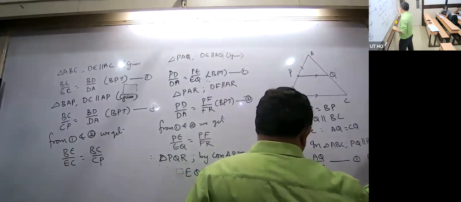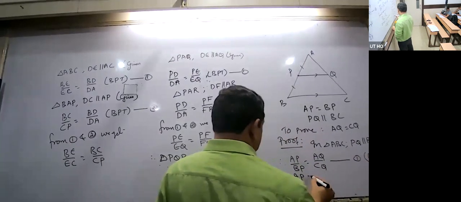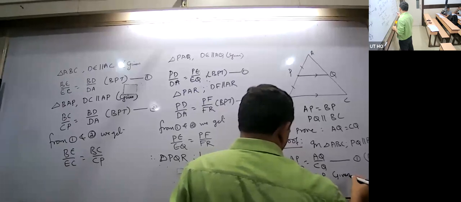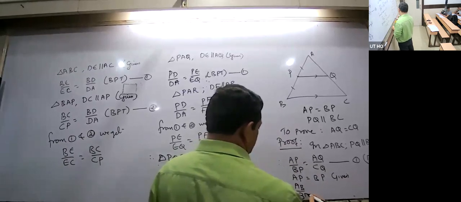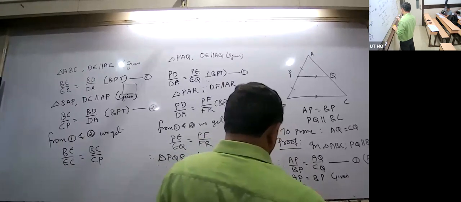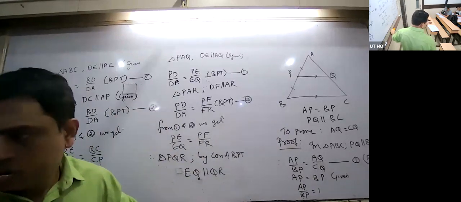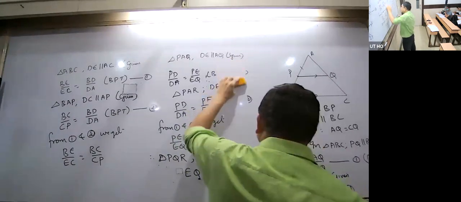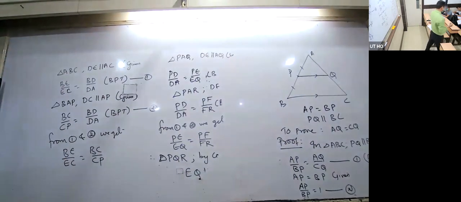Equation 1, reason is BPT. But AP is equal to how much? BP. Reason is given. If AP is equal to BP, then what will AP upon BP be? It will be equal to 1. Equal things divided means AP upon BP will be equal to 1. Are you following? So replace, and write this as equation 2. When two things are equal, the divided fraction will always be 1.